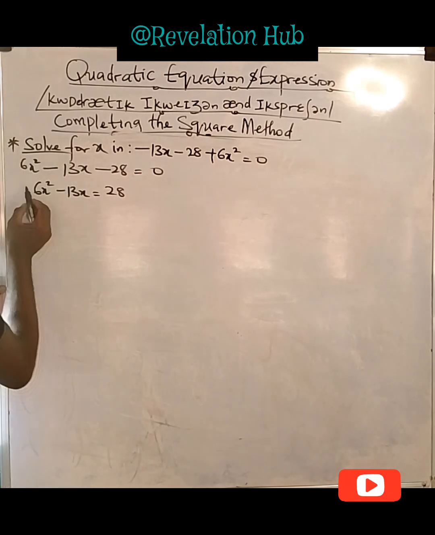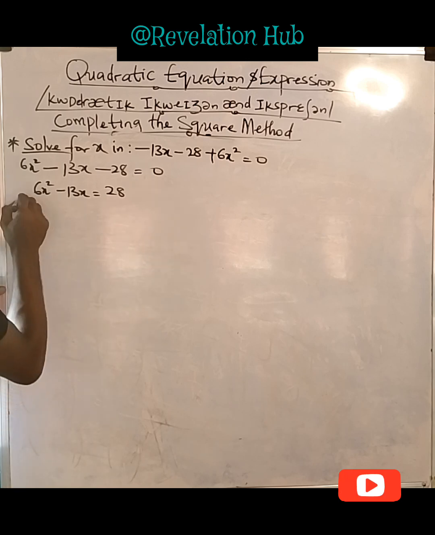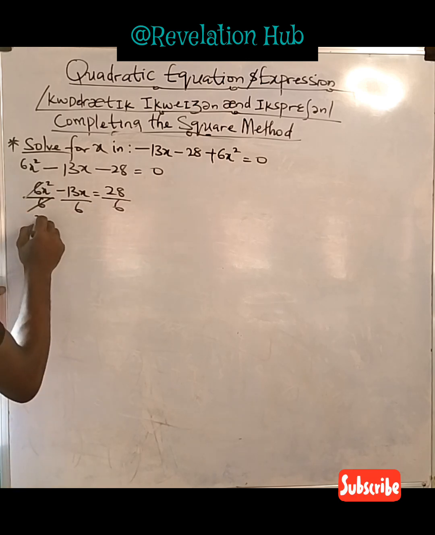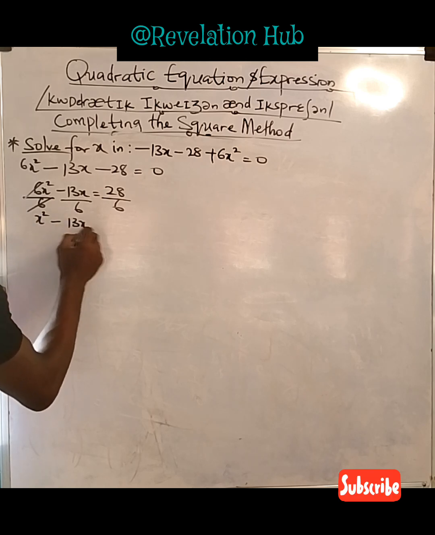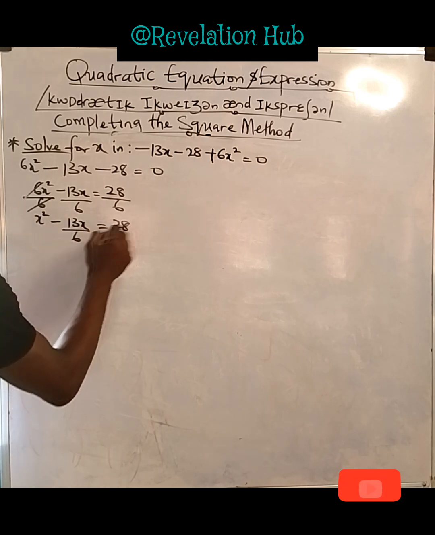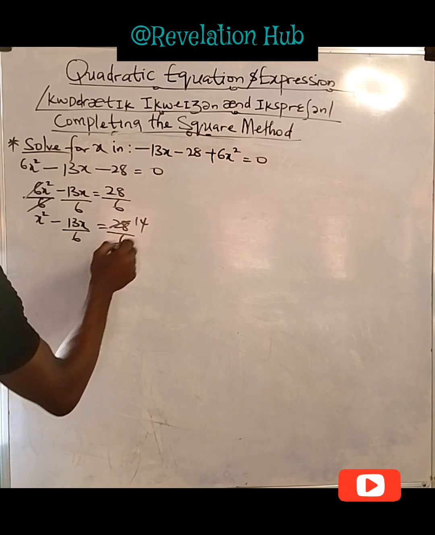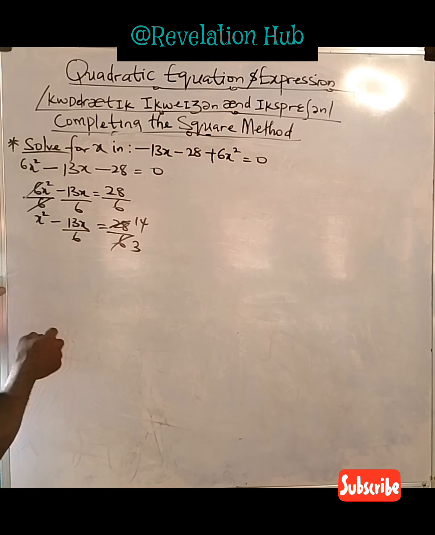So the next thing we're going to do is divide all through by 6. 6, 6, 6. So 6 takes out 6. We have x squared minus 13x over 6 equals 28 over 6. So I can divide by 2 here: 14, and here: 3. We have this well set out.